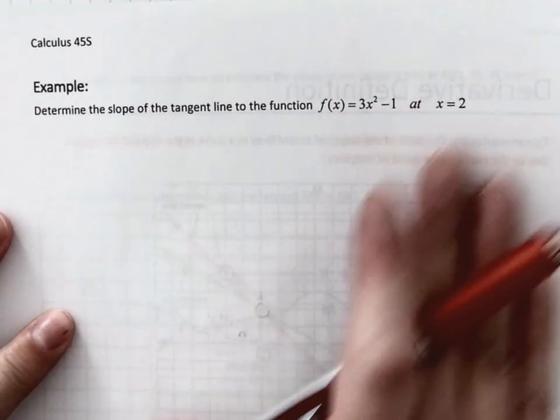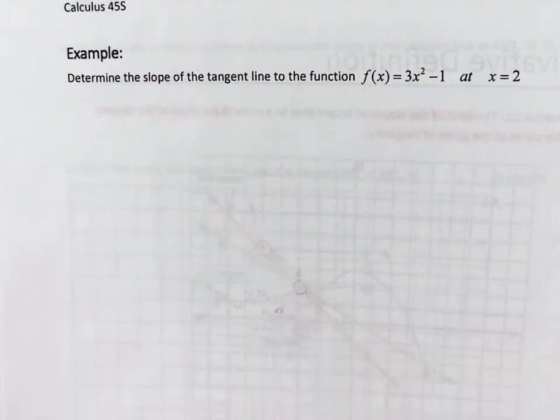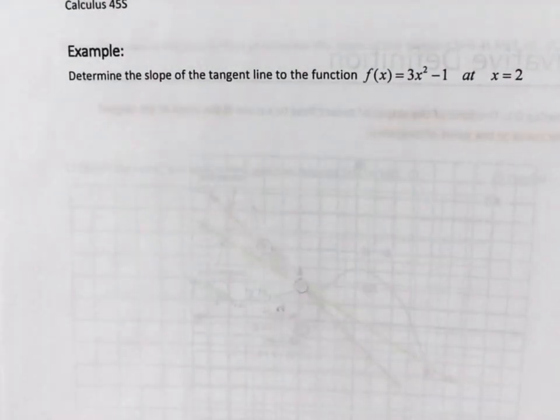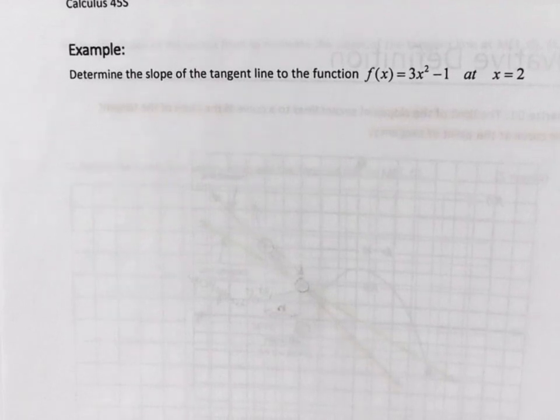Okay, so now let's do this. We're going to determine the slope of a tangent line to the function 3x squared minus 1 at x equals 2.